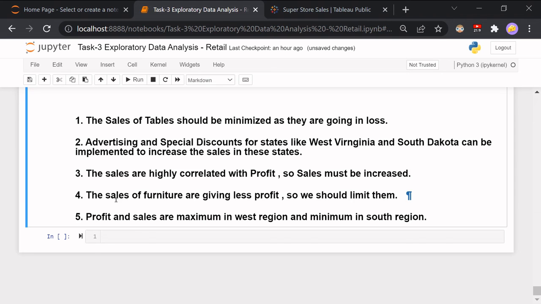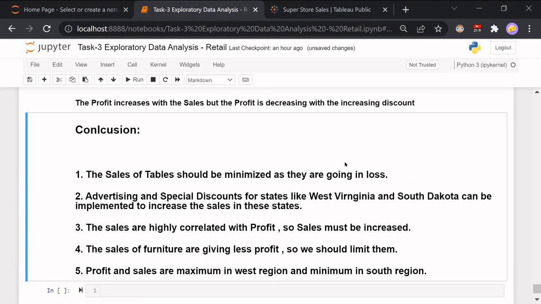The sales of furniture are giving less profit, so we should limit them, or maybe we can cut the building cost from some of the furniture. Profit and sales are maximum in the west region and minimum in the south region. So these were the conclusions from the EDA that I have implemented.